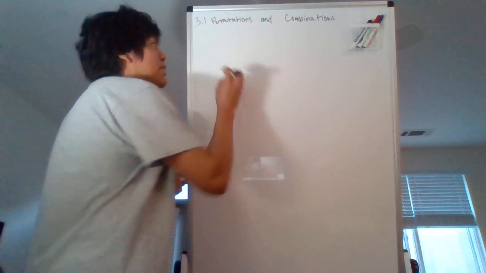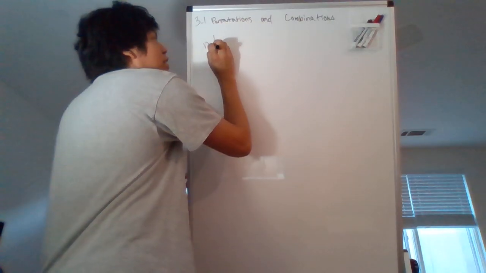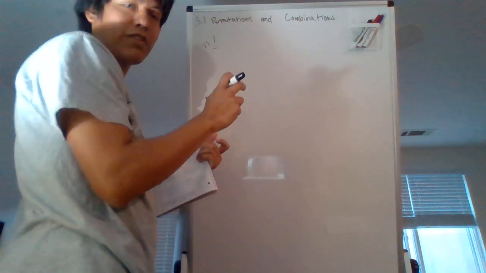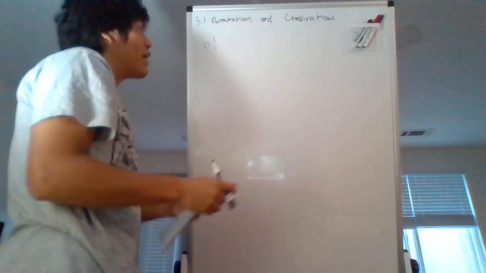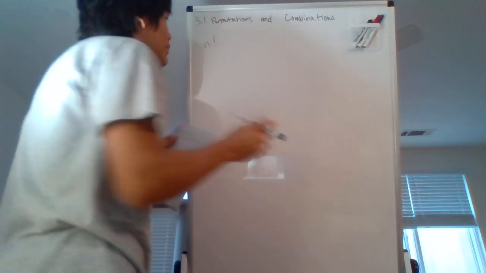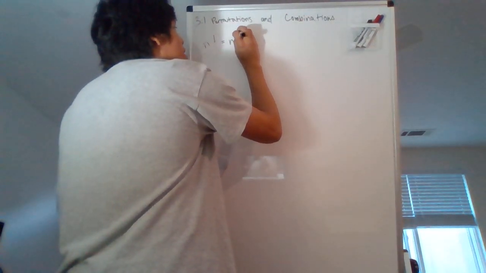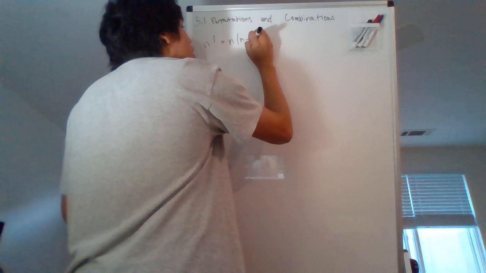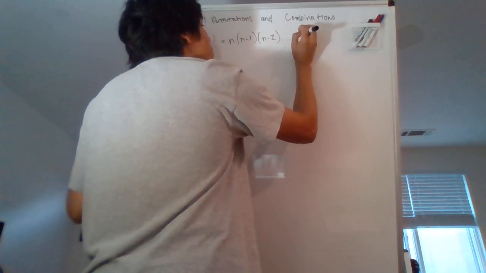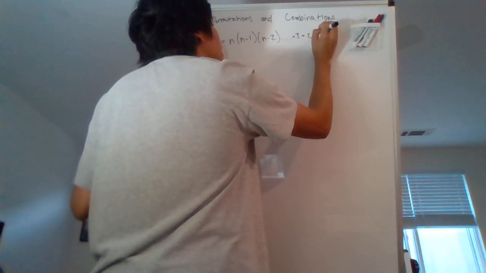So n factorial is written as n with an exclamation mark. And it's that exclamation mark right there that gives it the name of factorial. Now, what this looks like written out is n factorial is equal to n times n minus 1 times n minus 2, and we go all the way until we get times 3 times 2 times 1.